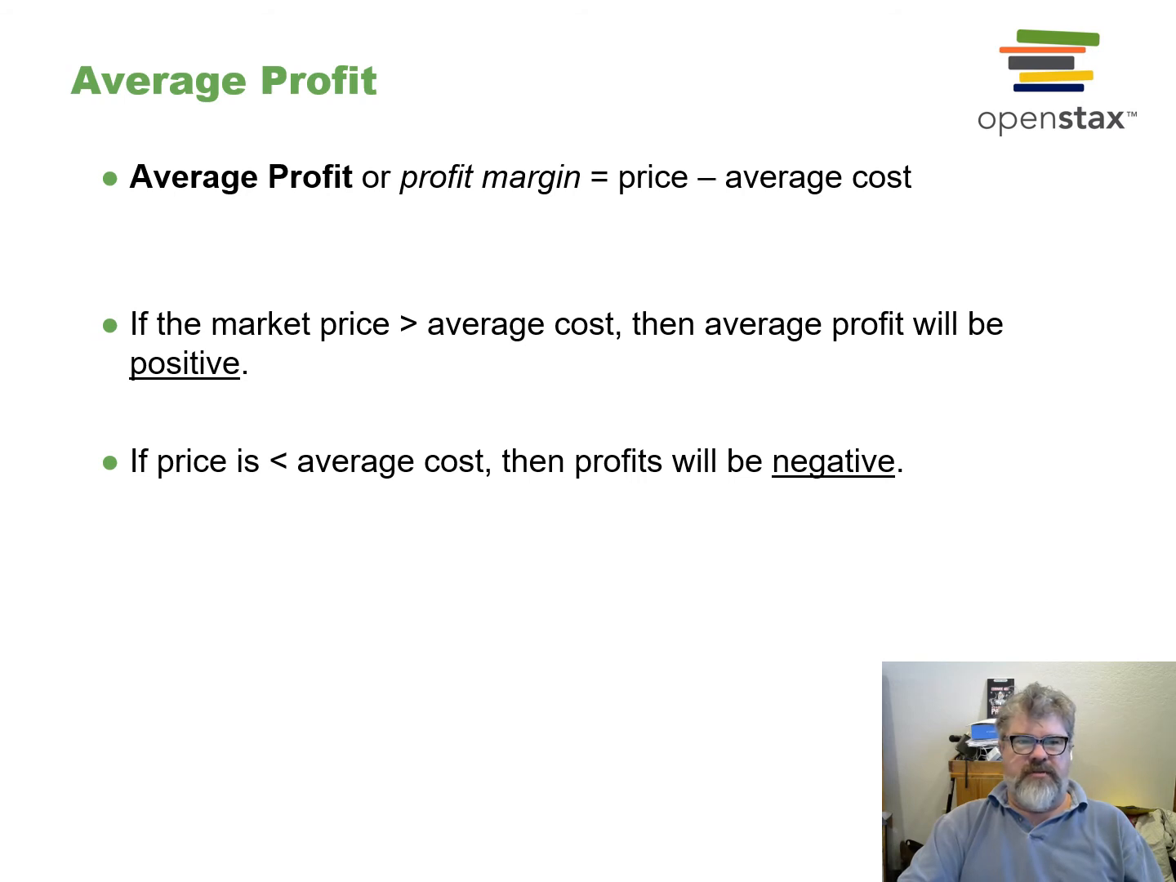Average profit is basically price minus average cost. If the market price is more than the average cost, the average profit will be positive, which is very intuitive, and the opposite is also true.